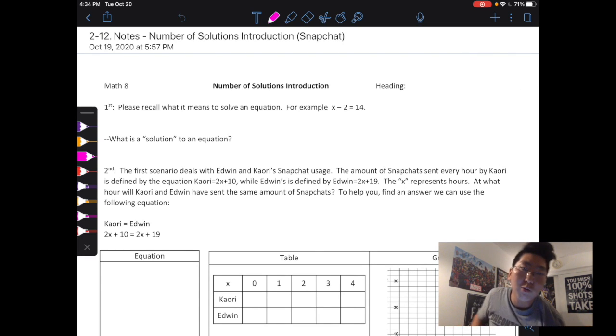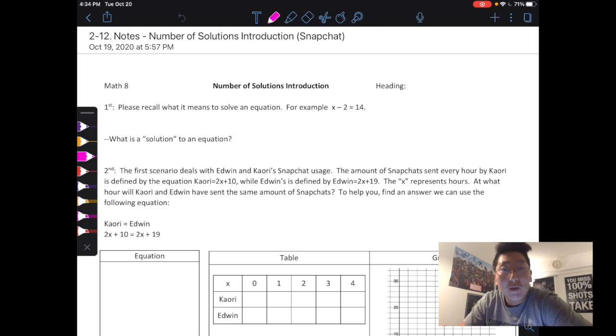Here are our notes. Today we're going to be talking about Snapchat. Wondering if any of you guys have Snapchat. I got Snapchat, but I never use it.